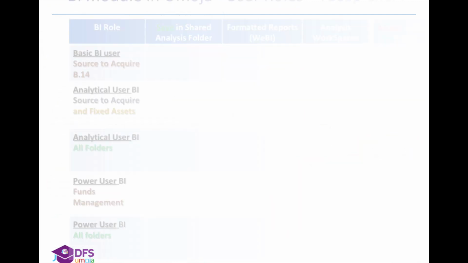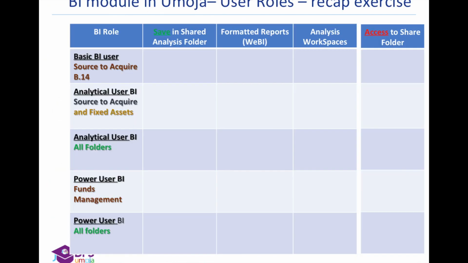But before we finish, let's go over a small quiz on the type of access that we have based on our user. And I mean access to not only folders, but access to the reports that we're going to view. So let's start with the BI role. Here at the top, the first one, basic BI user. And this basic BI user is BI14 for source to acquire. What this means is that I would have a basic user role for the source to acquire folder.